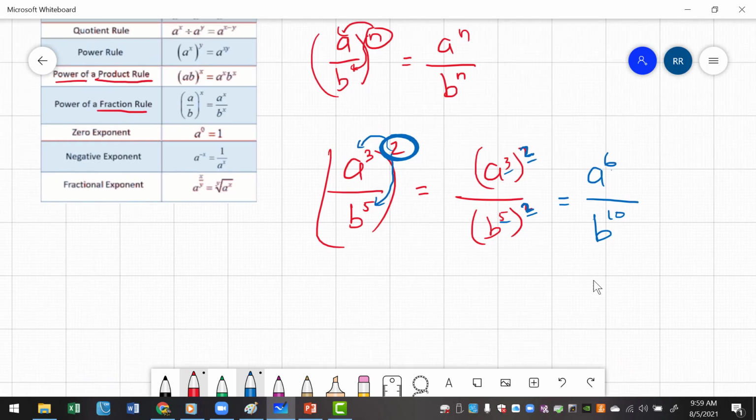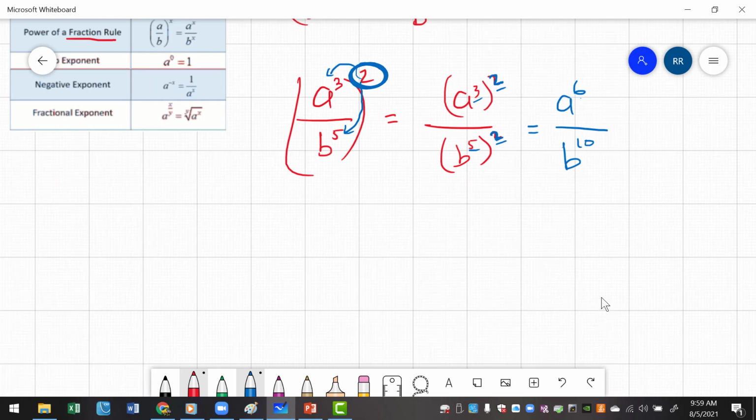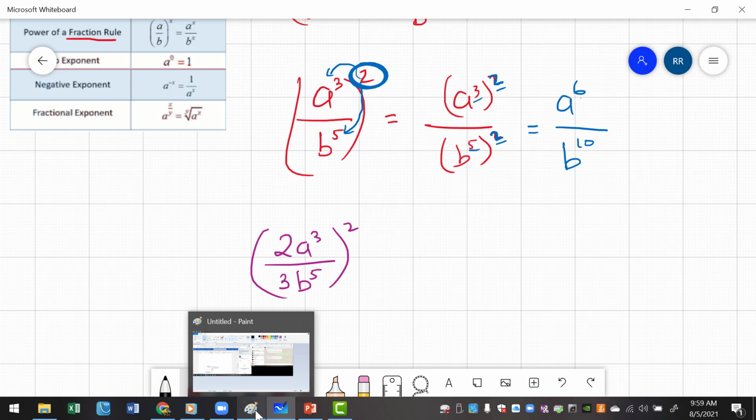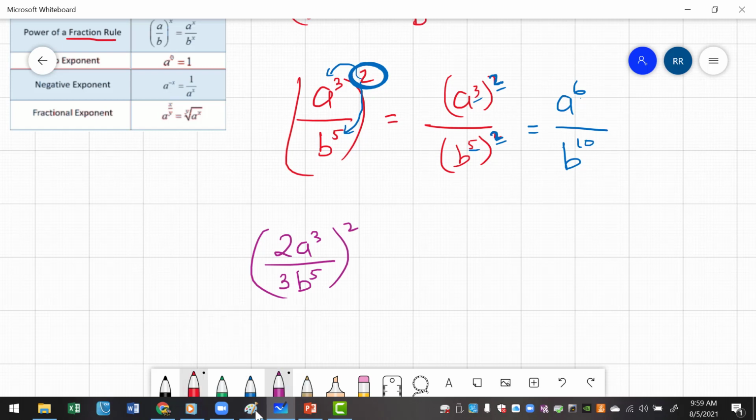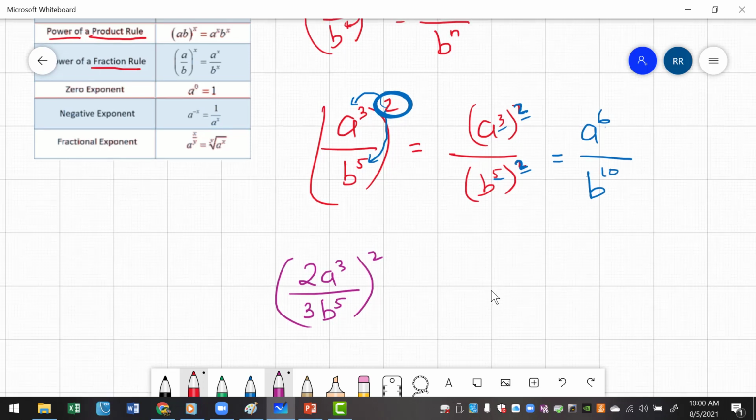Okay, let's say we have another example, with a coefficient for the variables. I have 2a to the power of 3 over 3b to the power of 5, and I raise that again to the power of 2. As I said before, you can do it one by one. You can do the numerator first and then the denominator, just by using the concept you have learned before in the power of product rule.